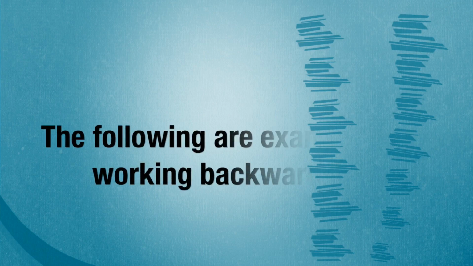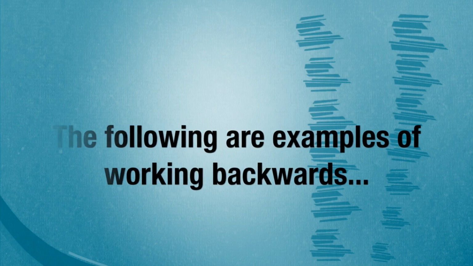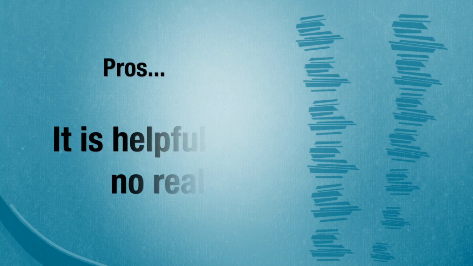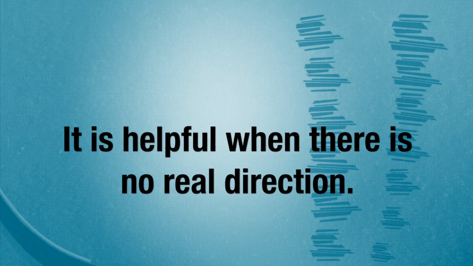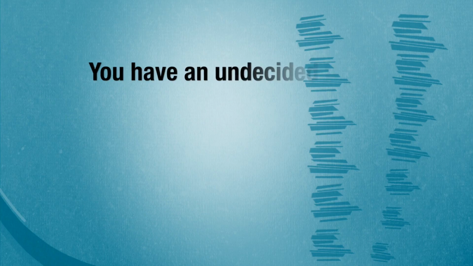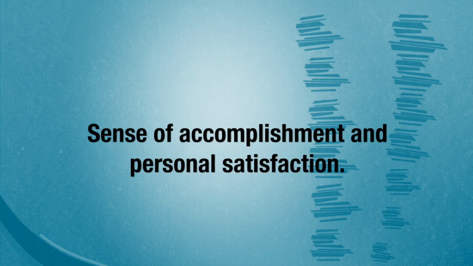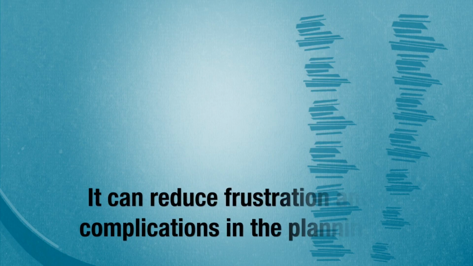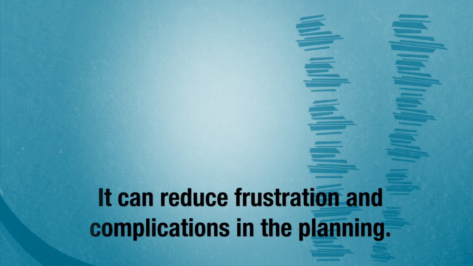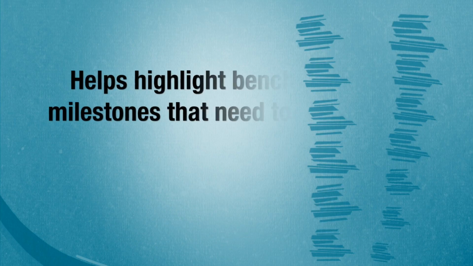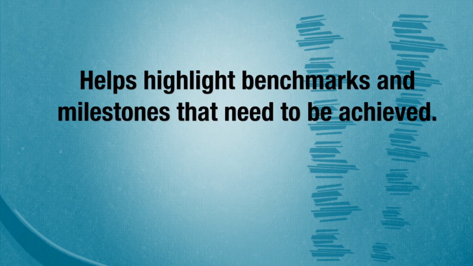The following are examples of working backwards. Pros. It is helpful when there is no real direction. Example, you have an undecided topic. There is a sense of accomplishment and personal satisfaction as each step is completed. It can reduce frustration and complications in the planning. It helps highlight benchmarks and milestones that need to be achieved. It creates personal timelines for completing the tasks.